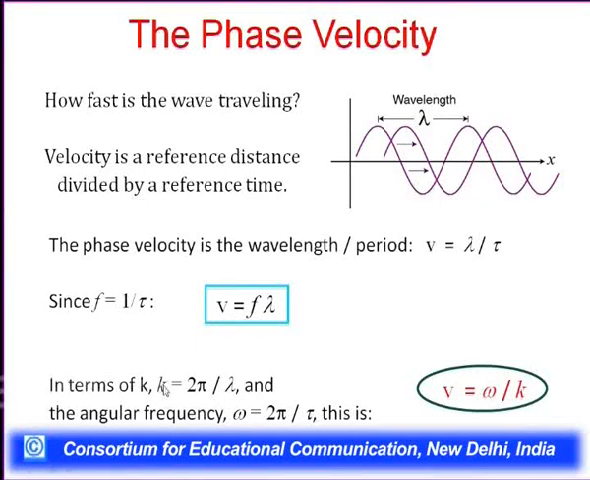Then in terms of K, the propagation constant, K is equal to 2 pi by lambda, and in terms of angular frequency, omega is defined as 2 pi by tau, which gives V is equal to omega by K. What is omega? Omega is the angular frequency, and what is K? K is the propagation constant.